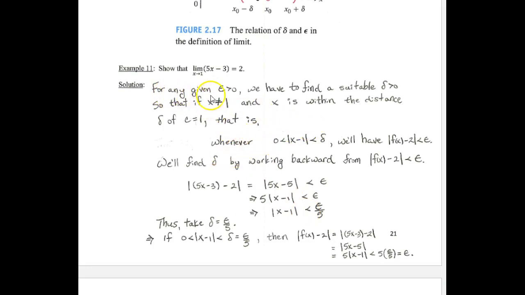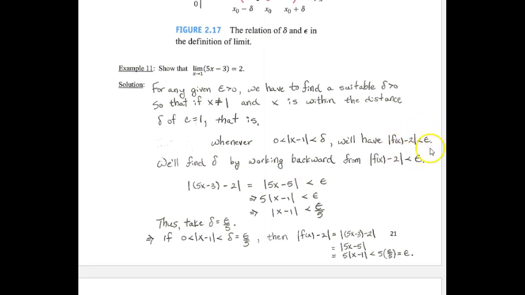You say for any given epsilon greater than 0, we have to find some suitable delta greater than 0. And you find that by eventually getting delta to be in terms of epsilon. So that if x does not equal 1, since I'm approaching 1, but it is within the distance delta of that 1, that is, whenever the absolute value of x minus 1 is less than delta, we have to have the distance between the function and its limit, the absolute value of f of x minus 2, less than epsilon. So we'll find delta essentially by working backwards from this.